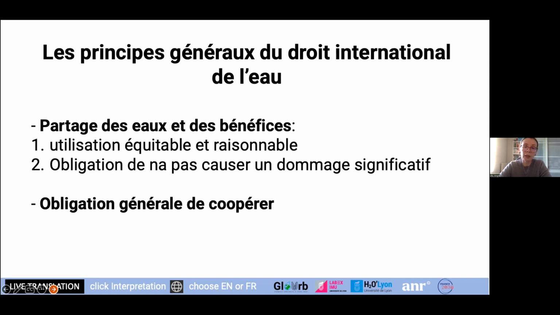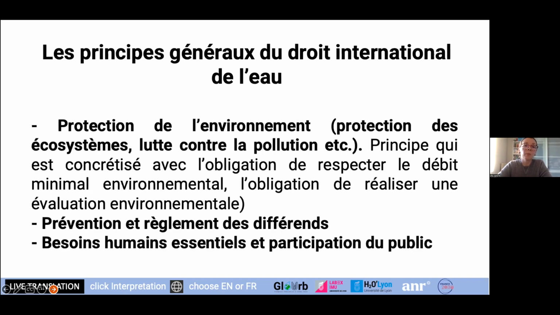Then there's a general obligation when it comes to cooperation to avoid any damage being caused to the watercourse in question. Now, among these general principles, there's also the protection of the environment that has to be taken into account. And more specifically, the bordering countries must protect the ecosystems, the aquatic ecosystems. They have to fight against pollution. And there are general principles of international law on water.